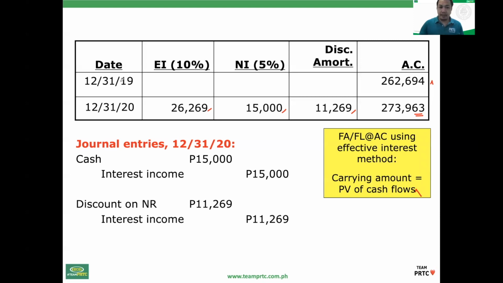So this is the present value at December 31, 19. This is the present value at December 31, 20. The increase in present value is the discount amortization. Okay? So in the next problems, we'll keep doing this. Shortcut: discount the cash flows.